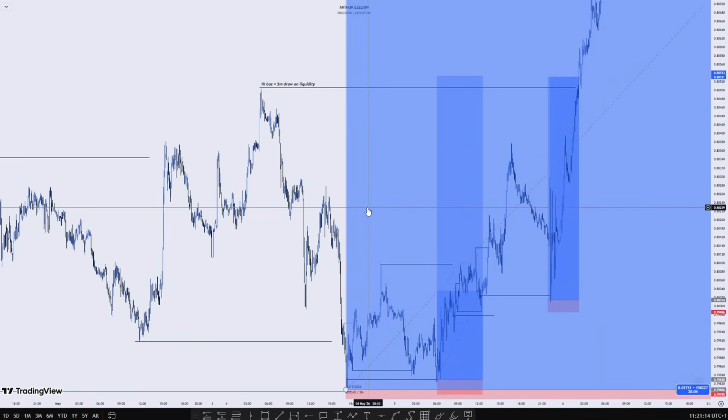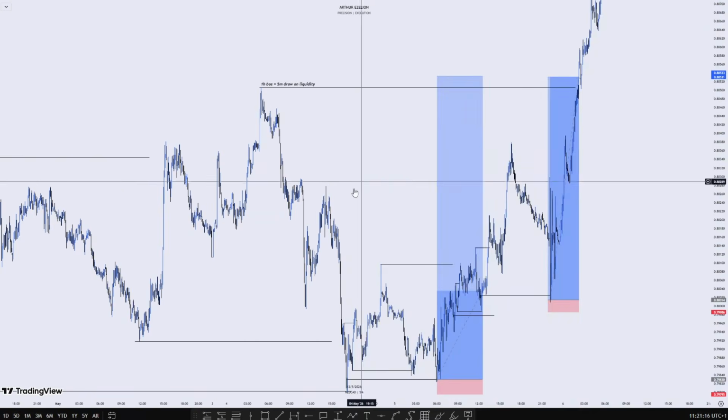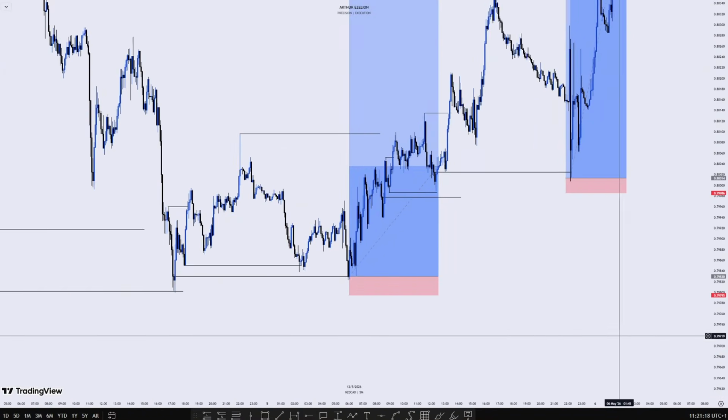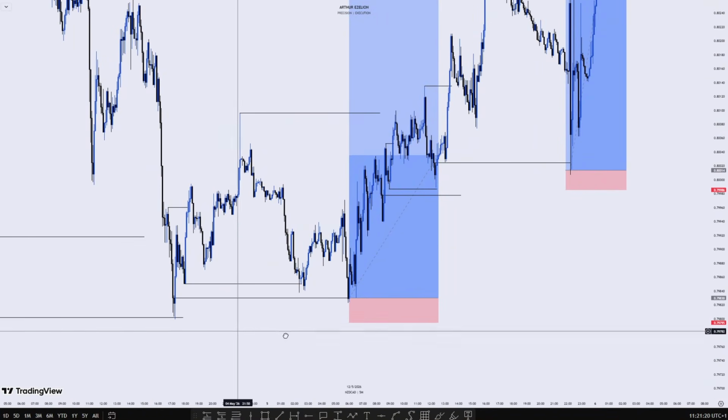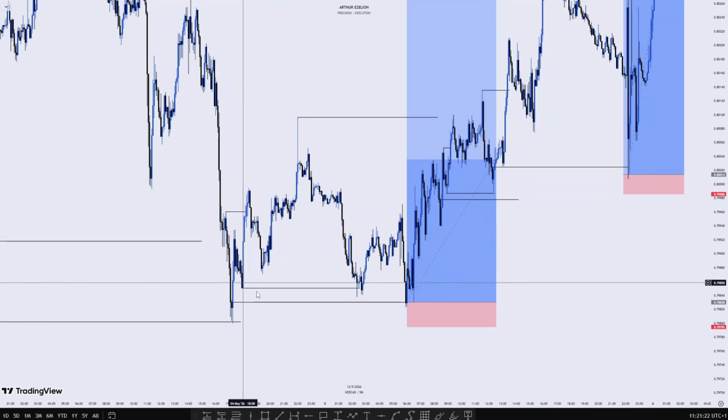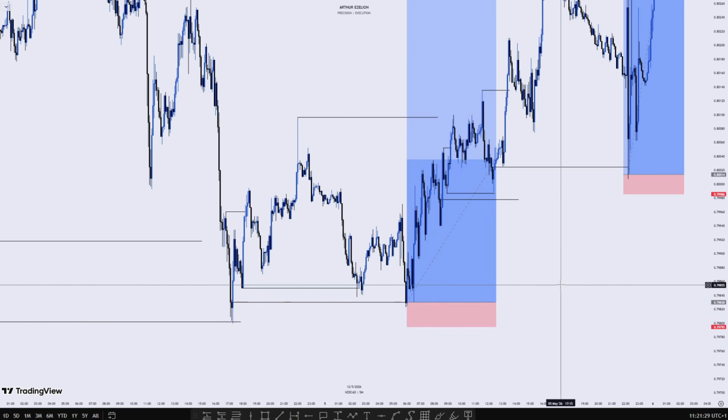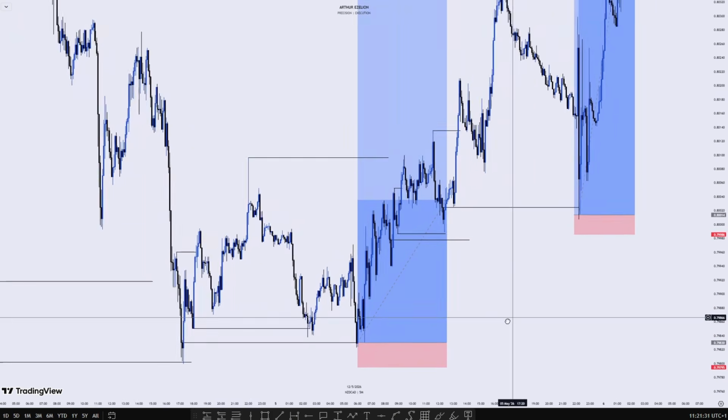Now, this was the main entry, but let's just hide it. So what are we looking for? What do we have here? After price taps into this place, what do we have? We have a break of structure, liquidity. We mark our POI. Look at the level of precision. Just look at the level of precision. Remember, I told you guys this strategy will have huge distance.